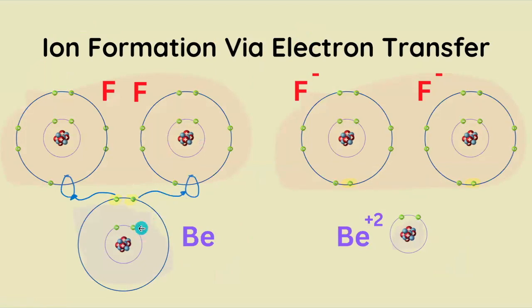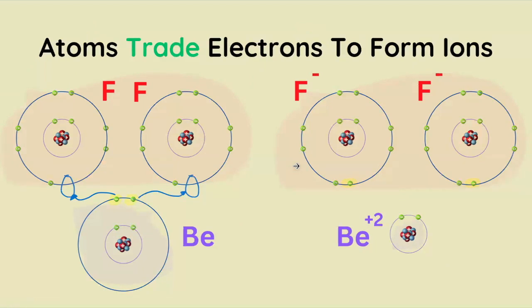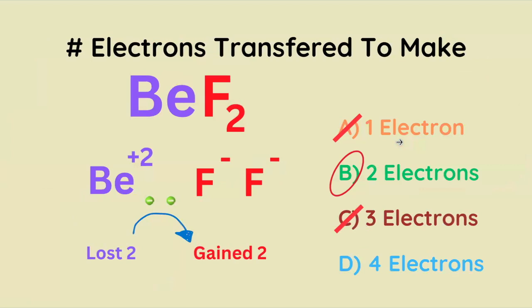Each of the F atoms take a single electron from a Be atom. In other words, the 2 electrons that the beryllium atom loses are the same 2 electrons picked up by the fluorine atoms, 1 each. Therefore, beryllium fluoride needs 2 electrons transferred to be made.